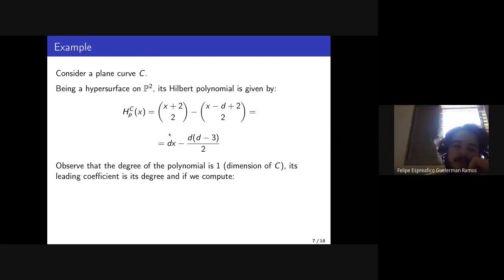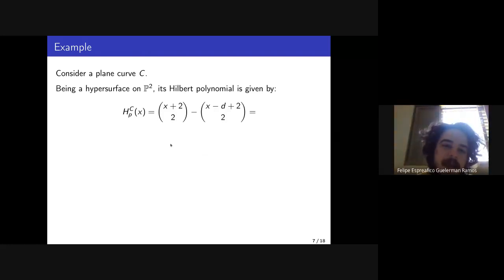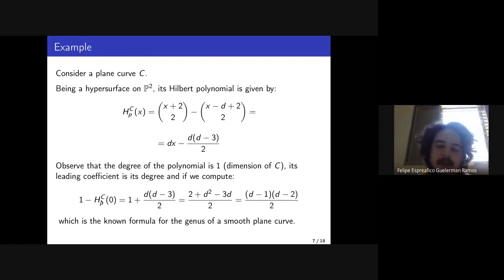And the degree of this polynomial is 1. So, of course, the dimension of a curve is 1. And the leading coefficient is the degree. We have to multiply by the dimension factorial, but in our case, it's 1. And then we compute the genus and get this famous formula for the genus, which is the standard formula for smooth plane curves, right?